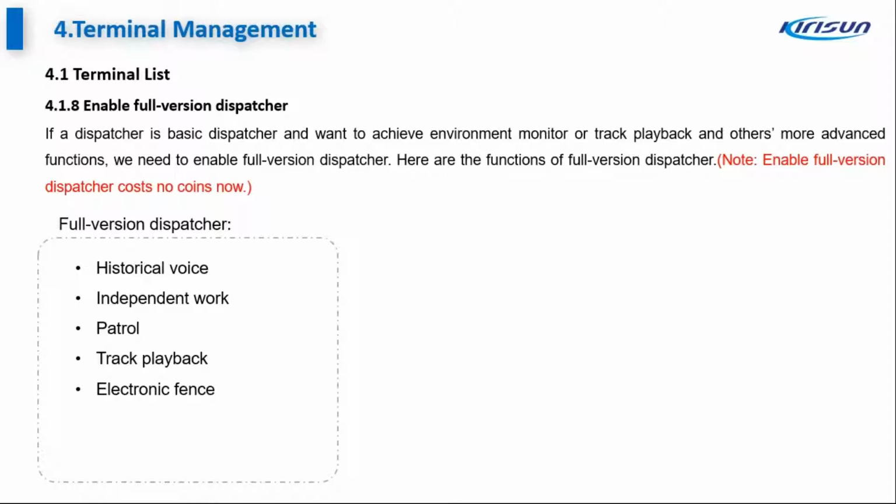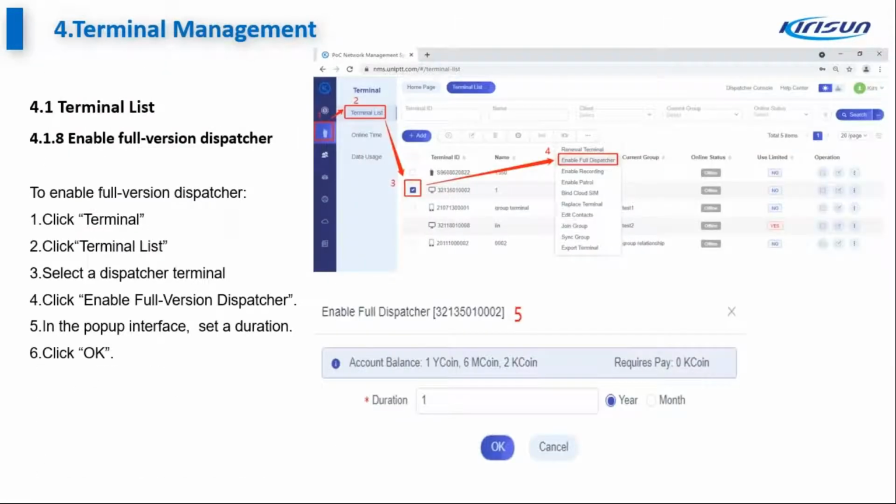Enable full version dispatcher. If a dispatcher is a basic dispatcher and wants to achieve environment monitor or chat playback and other more advanced functions, we need to enable full version dispatcher. Here are the functions of full version dispatcher that are different from basic dispatcher. Note: enabling full version dispatcher costs no coins now.